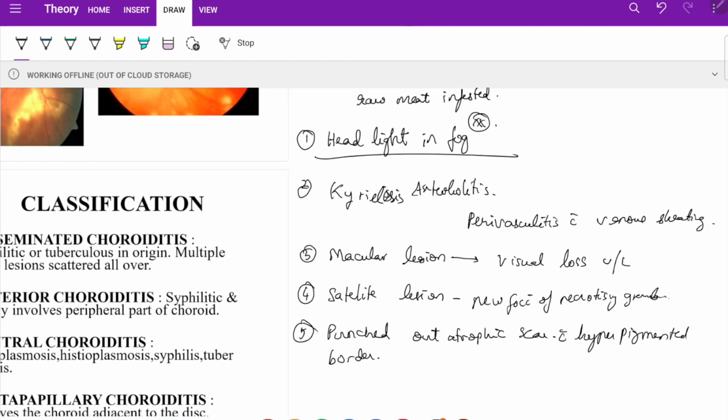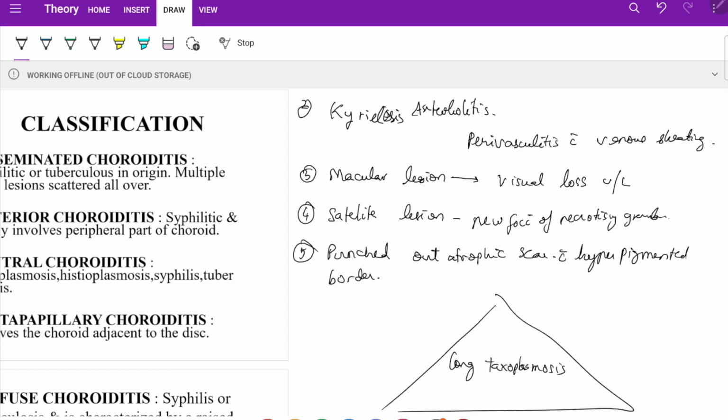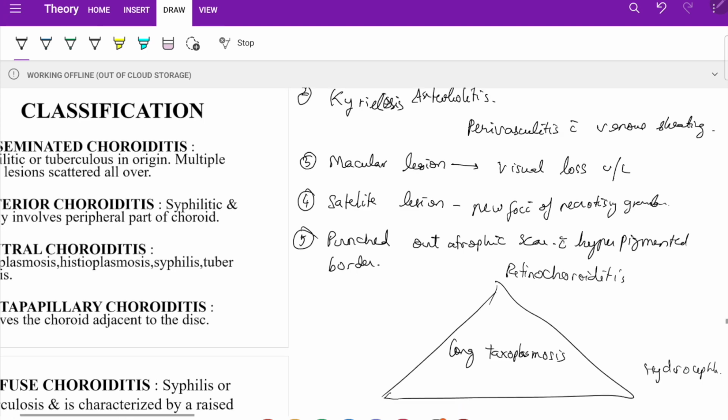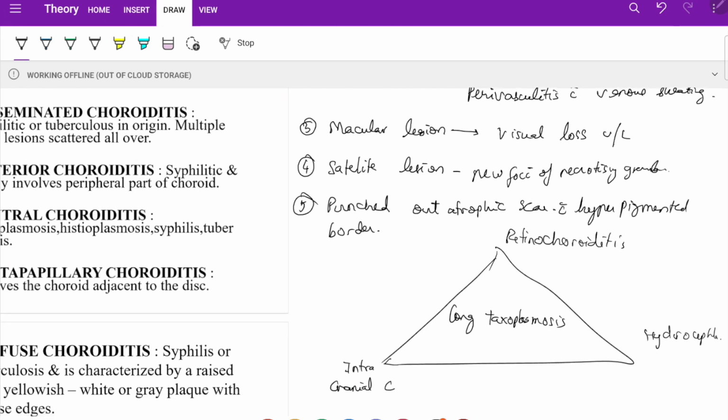And finally, congenital toxoplasmosis is nothing but retinochoroiditis plus hydrocephalus plus intracranial calcification. So what will congenital toxoplasmosis cause? It causes a triad. Number 1, whatever we spoke about now, retinochoroiditis. Number 2 is hydrocephalus, and number 3 is intracranial calcification.